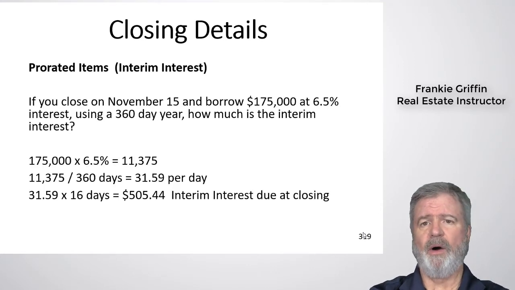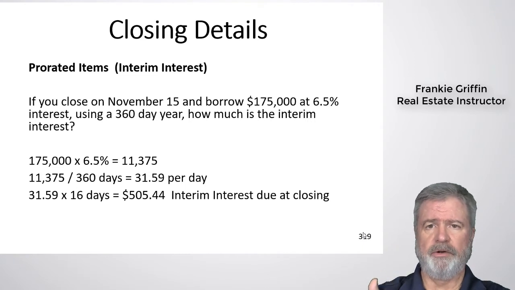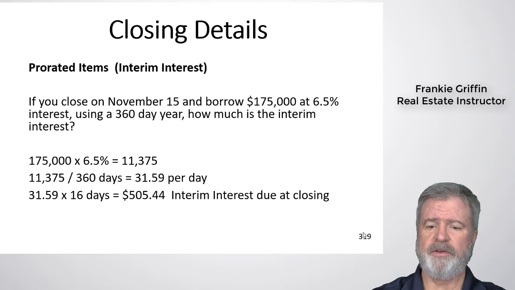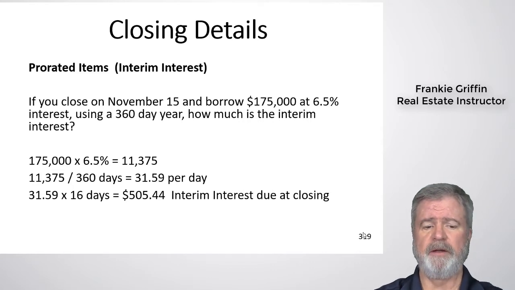First of all, we have to figure out, how much is the annual interest? How much interest are you paying per year? All you have to do there is take the loan amount, $175,000, times whatever the interest rate is. In this case, 6.5%. And you'll see here that $175,000 times 6.5% is going to be $11,375. So that's the interest you're paying per year.